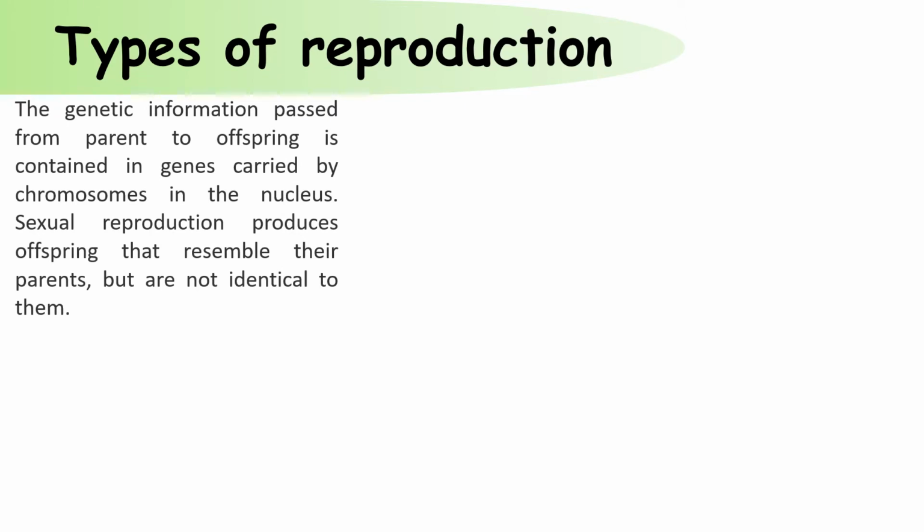There are two main types of reproduction: sexual reproduction and asexual reproduction. Genetic information passed from parent to offspring is contained in genes carried by chromosomes in the nucleus. Sexual reproduction produces offspring that resemble their parents but are not identical to them.